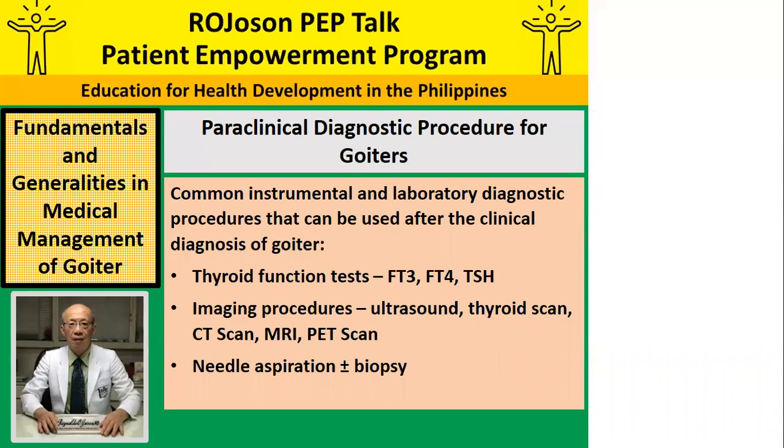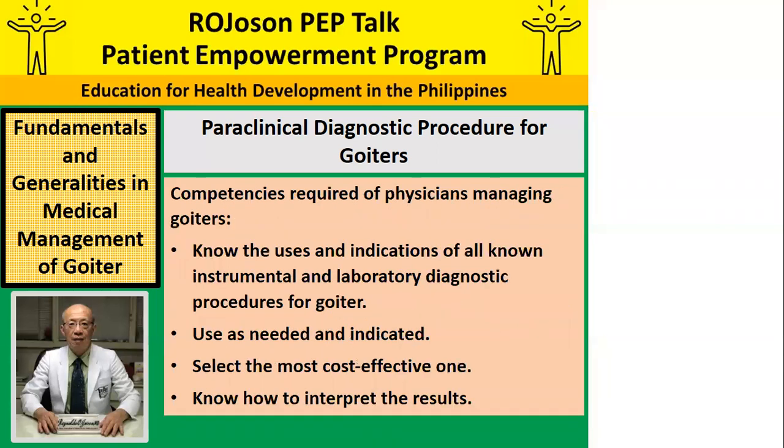The common paraclinical diagnostic procedures that can be used after the clinical diagnosis of goiter are the following: thyroid function tests, imaging procedures, and needle aspiration with or without biopsy. There are competencies that are required of the physician managing goiters in terms of the use of paraclinical diagnostic procedures. Number 1, know the uses and indications of all known instrumental and laboratory diagnostic procedures for goiter, use as needed and as indicated, select the most cost-effective one, and know how to interpret the results.